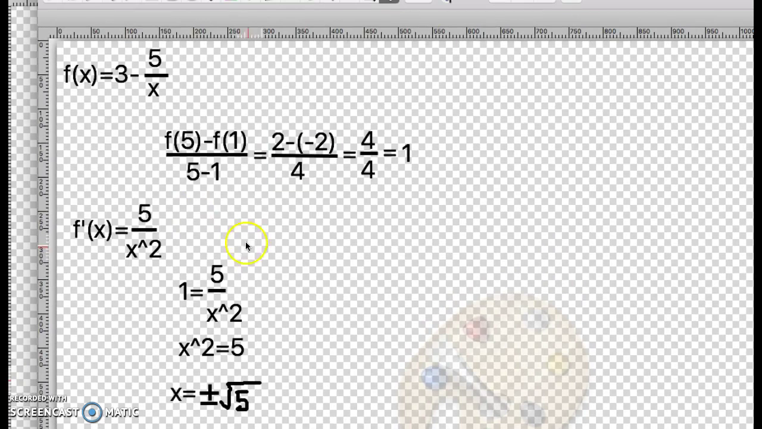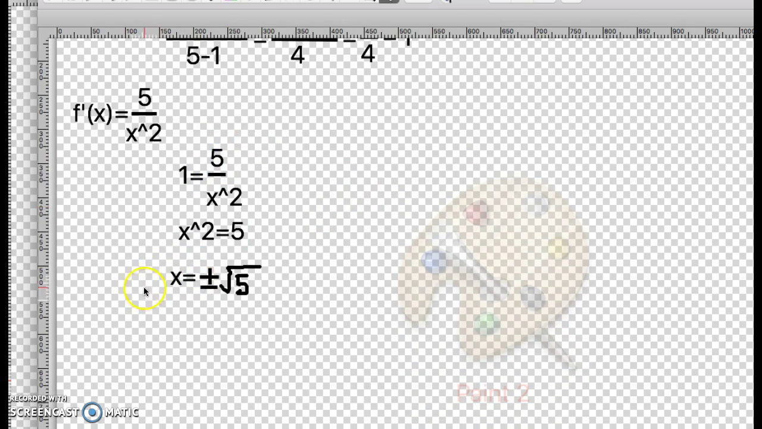There you go. And after finding that value from the original equation, you have to set it equal to the derivative to actually find out what the c value is, which is this. But since we only need the interval from 1 to 5, the only answer is positive square root of 5.